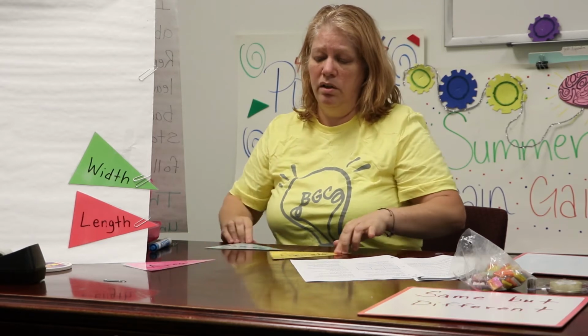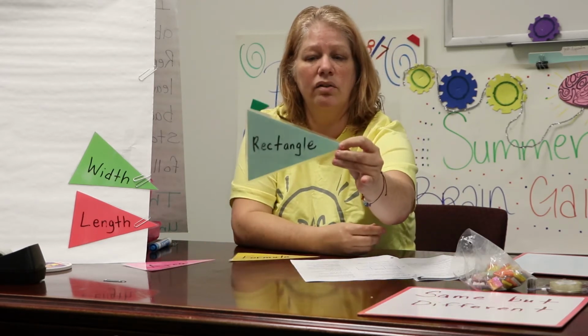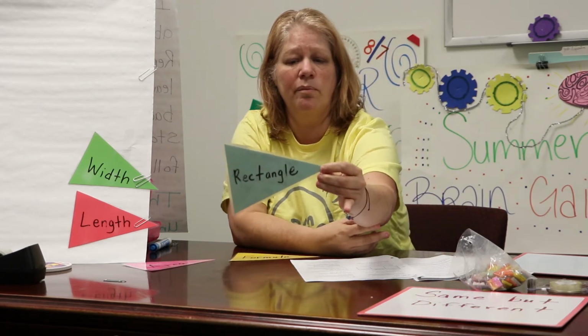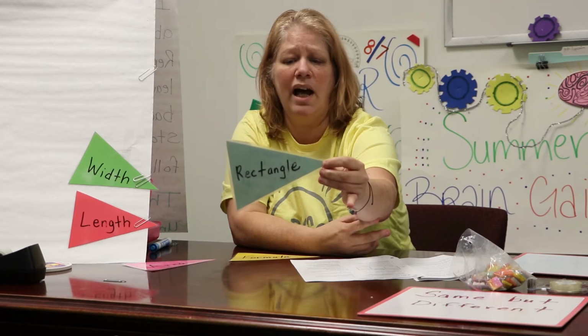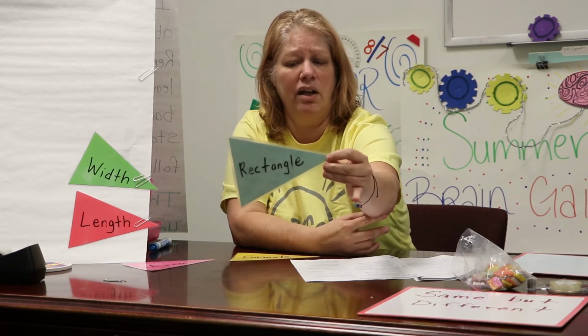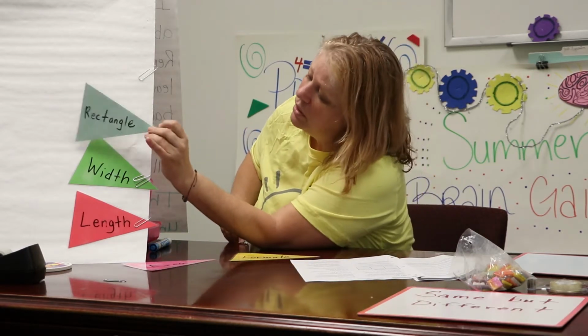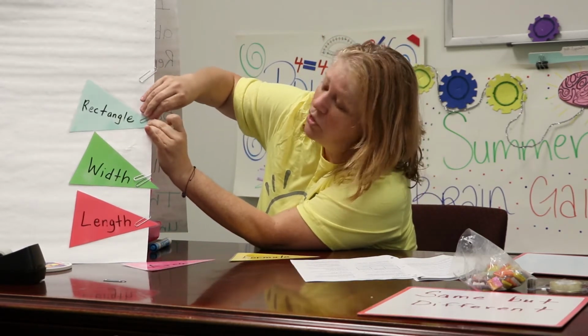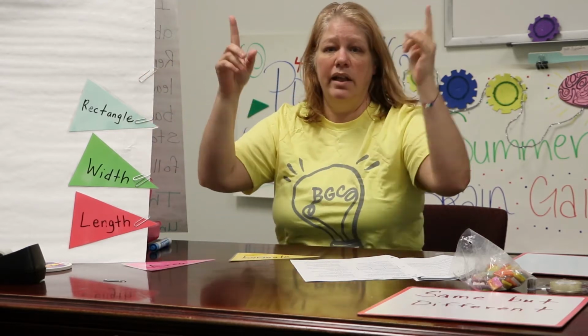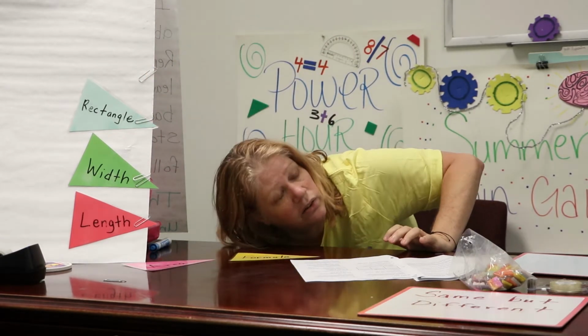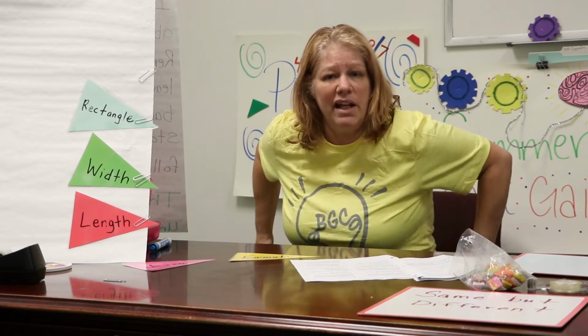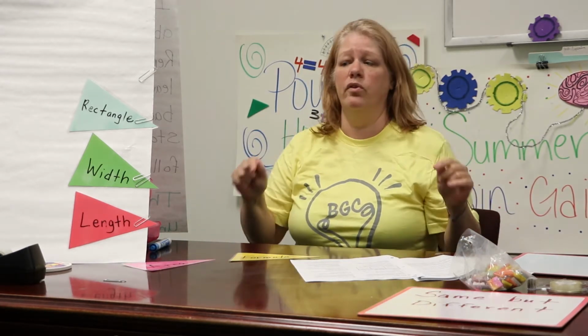Our next word is rectangle. A rectangle is a flat shape with 4 straight sides. All inside angles are right angles. And on a rectangle, the top and bottom are the same size, and the 2 sides, the left and right, are the same size. That makes a rectangle different from a square. In a square, all 4 sides are the same.